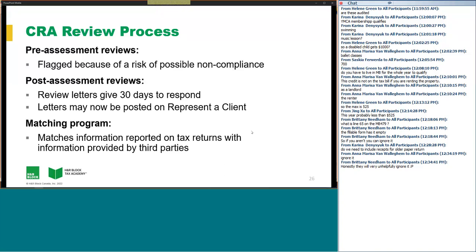The nice thing about this, if you have a post-assessment review, that'll be a request for info. The letters are posted on the CRA. So if a client calls and says, I got some letter and I don't know what I'm supposed to do about it, and they've lost the letter and don't bring it in to you, you can go in to represent a client. You can read the letter, find out what the CRA is asking for, and you can send it electronically online. There will be a case number, a reference number, and you can submit it directly connected to that reference number. It's the fastest way of resolving things.